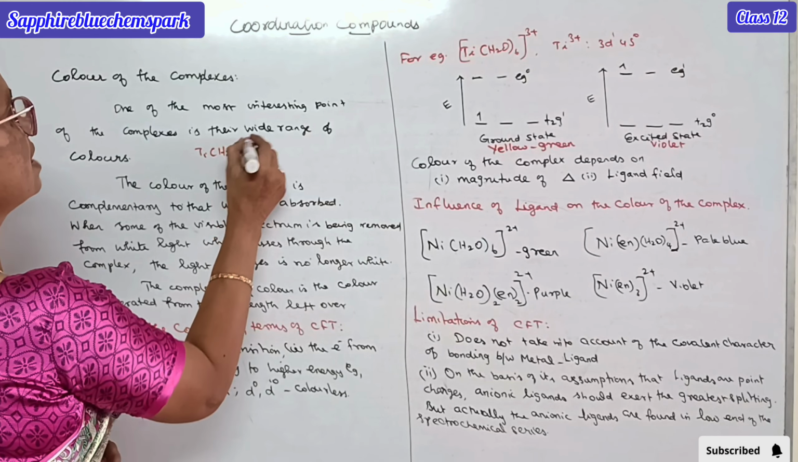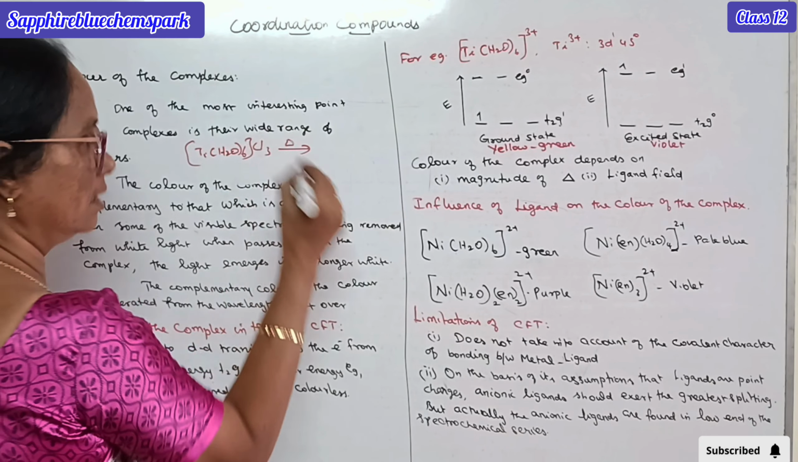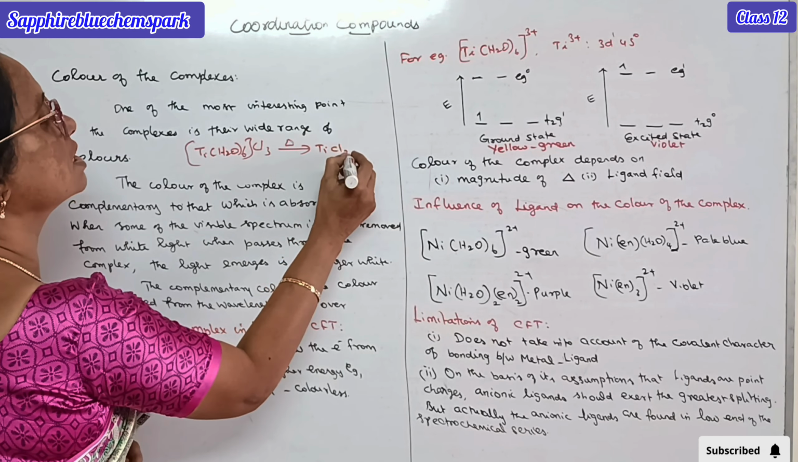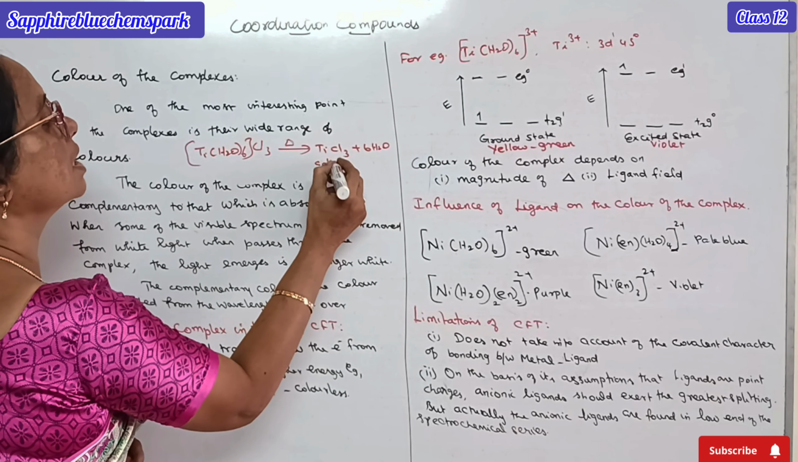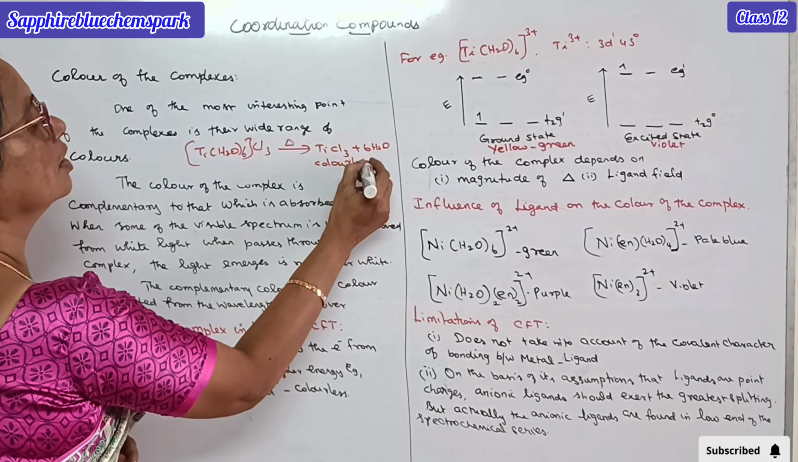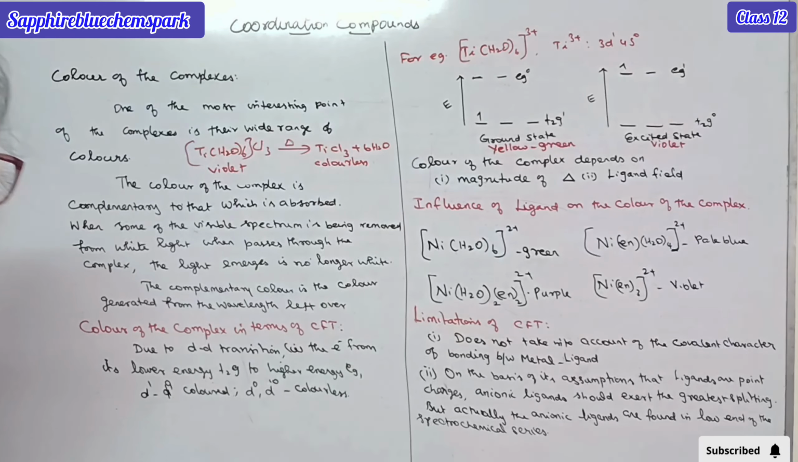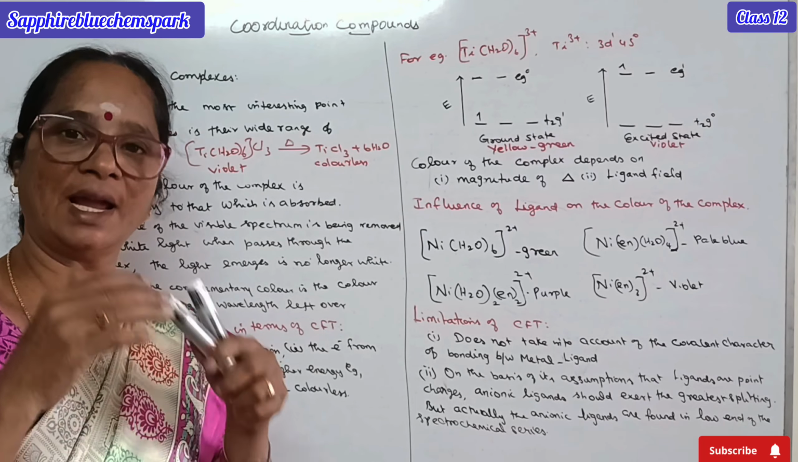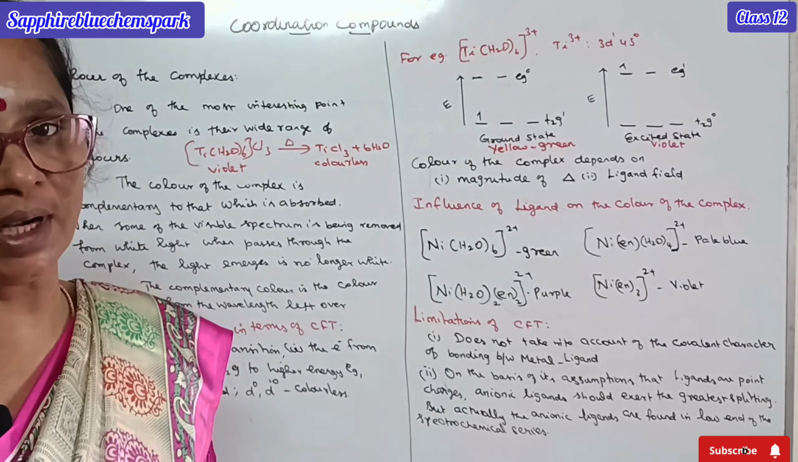Ti(H2O)6 Cl3, when it is heated, what happens? All the 6 water molecules are lost by the complex. So, the salt becomes colorless. A violet colored salt becomes colorless in the absence of ligand. So, the complexes are in a colored state due to the presence of ligands only.